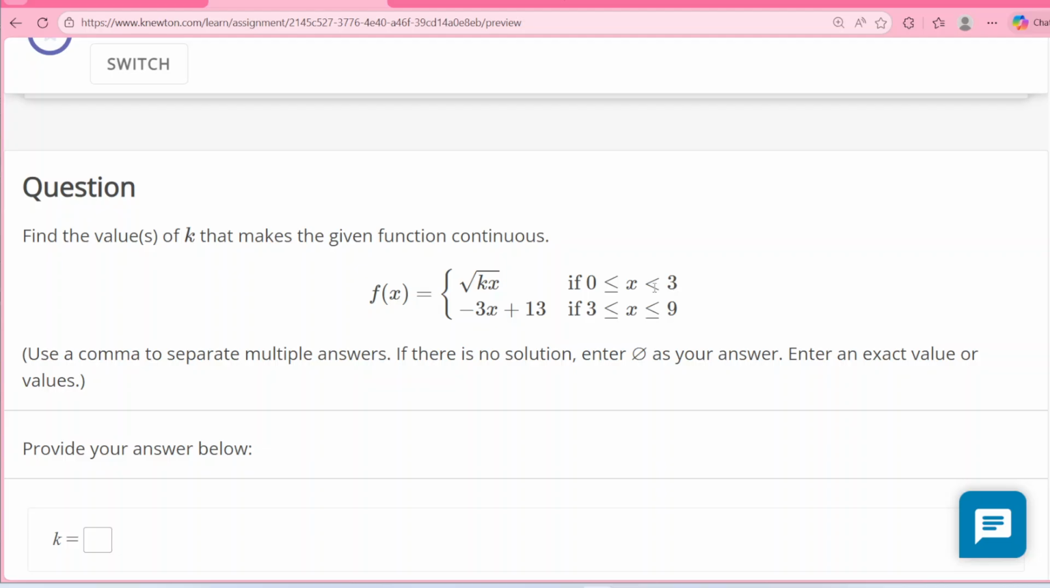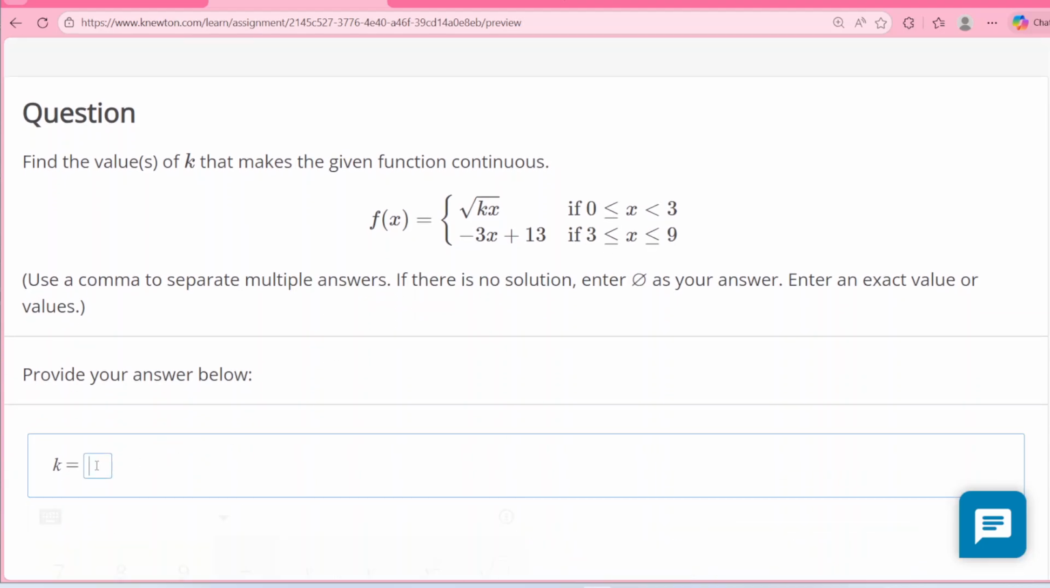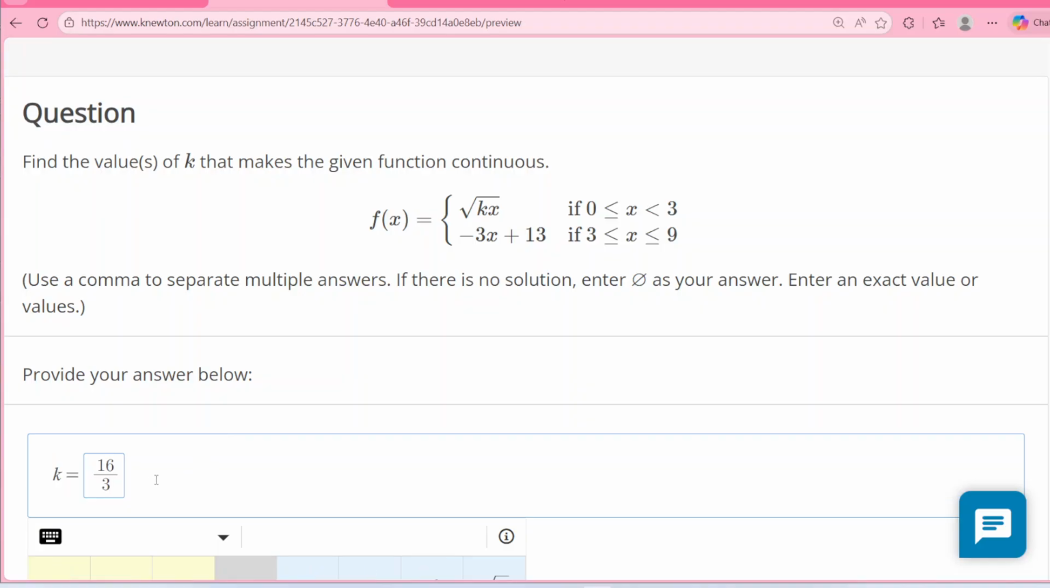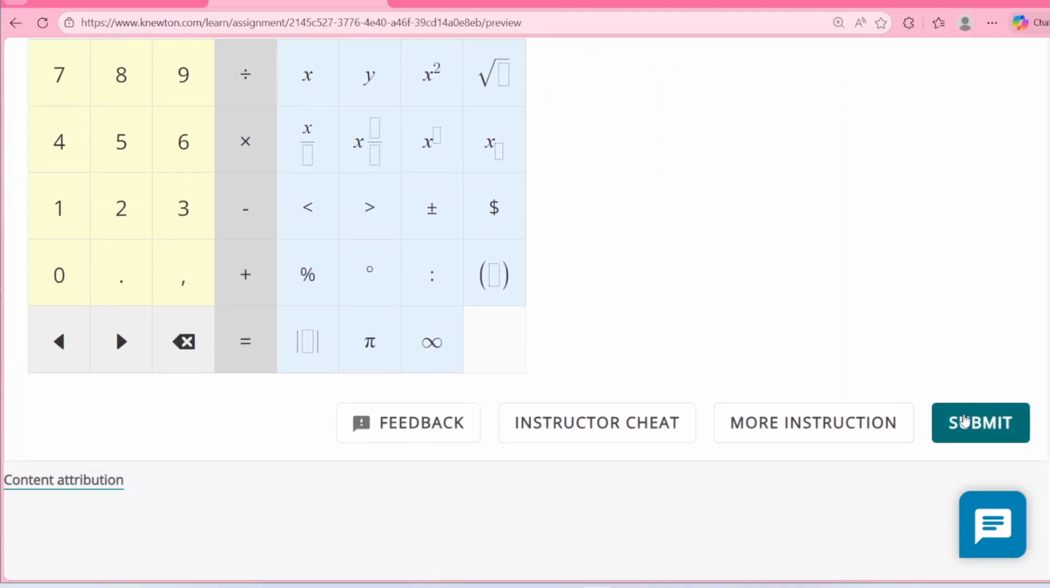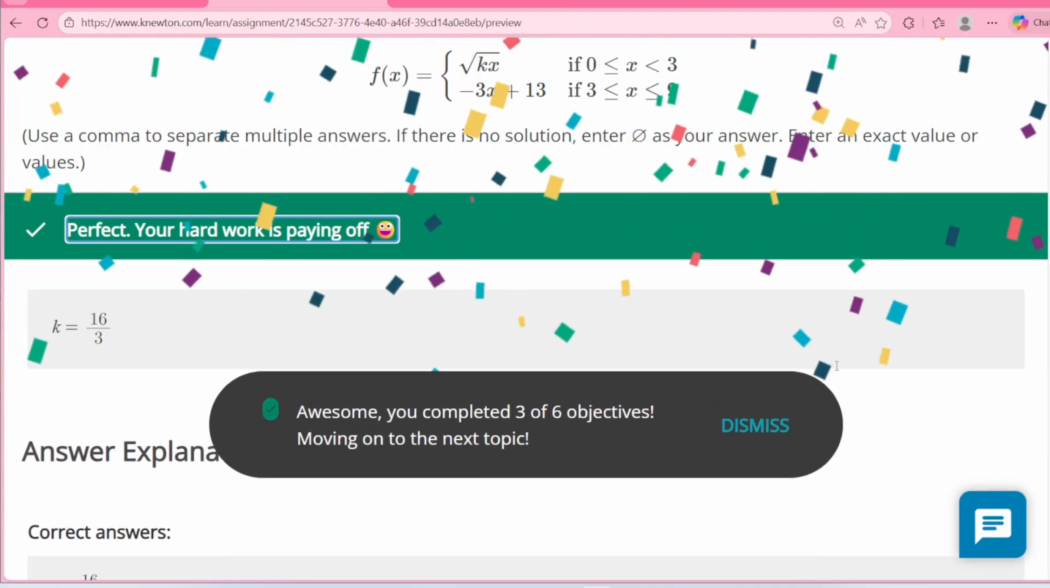So if I have x approach 3 in the top piece, that gives me the square root of 3k. So I'd have the square root of 3k equal to 4, and then solve for k. Square both sides, you'd have 3k equals 16, and then divide by 3. So 16 divided by 3 is the value that k must be to have these two pieces connect and be continuous at x equals 3. You can write out everything I just said if you want, but it's very similar to the previous question.